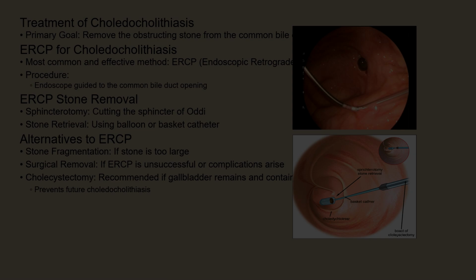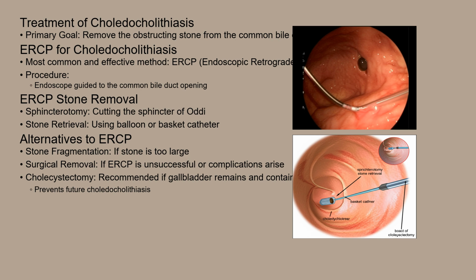The primary goal of treatment is to remove the obstructing stone from the common bile duct. ERCP, mentioned earlier, is often used for this purpose. During an ERCP, a small incision can be made to widen the opening of the bile duct, allowing the stone to be extracted. If ERCP is unsuccessful or not feasible, surgical removal via laparoscopy or open surgery may be necessary. Following stone removal, the gallbladder might also be removed via cholecystectomy to prevent future gallstone formation and migration.